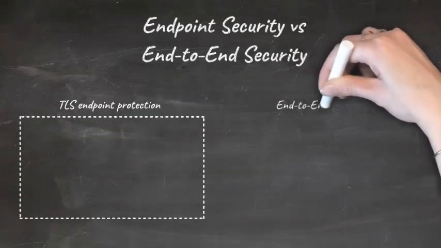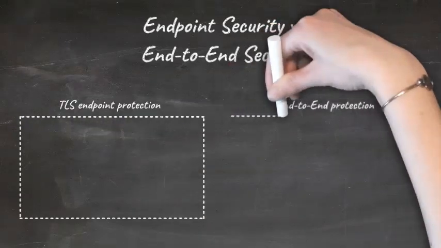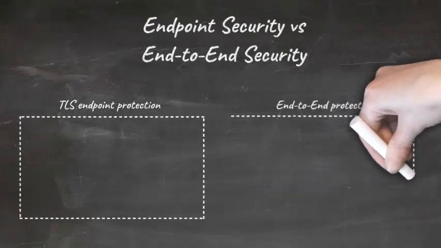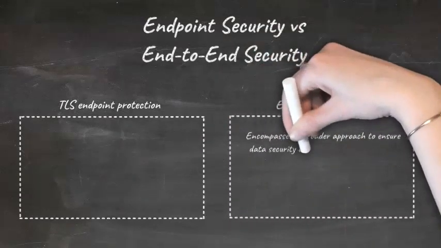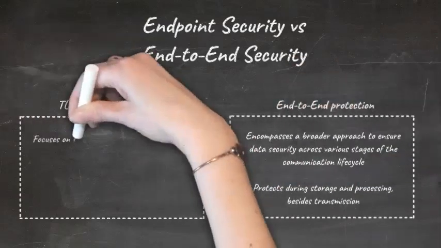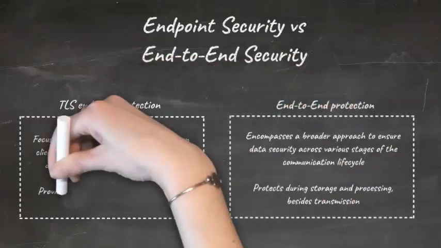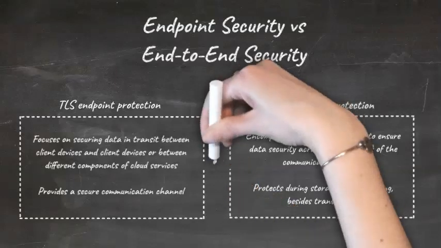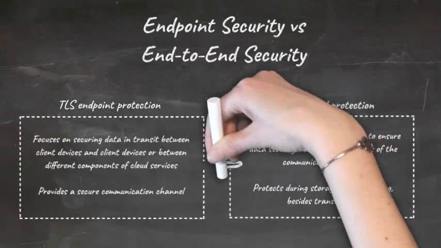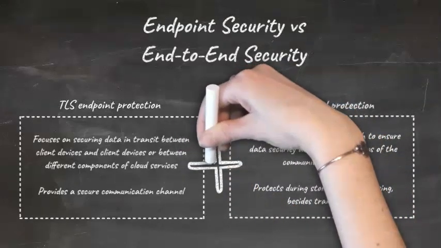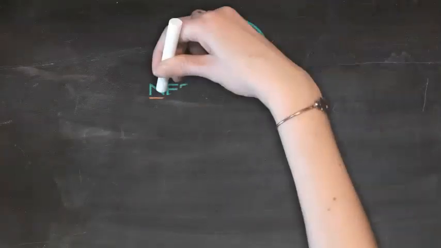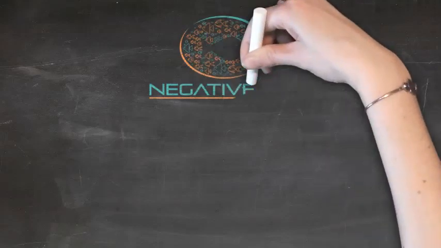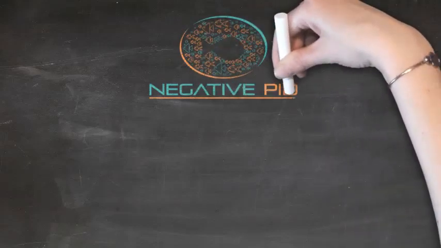TLS endpoint protection focuses on securing data during its transit between client devices and cloud services or between different components within a cloud service, providing a secure communication channel. Both approaches are important in cloud computing to create a comprehensive security posture that protects data from various threats and vulnerabilities.